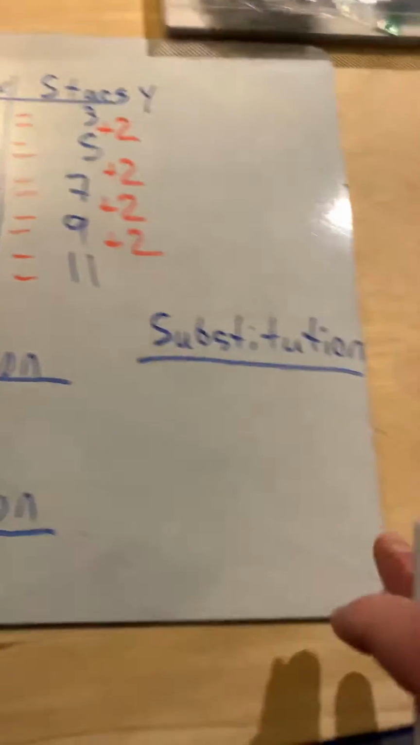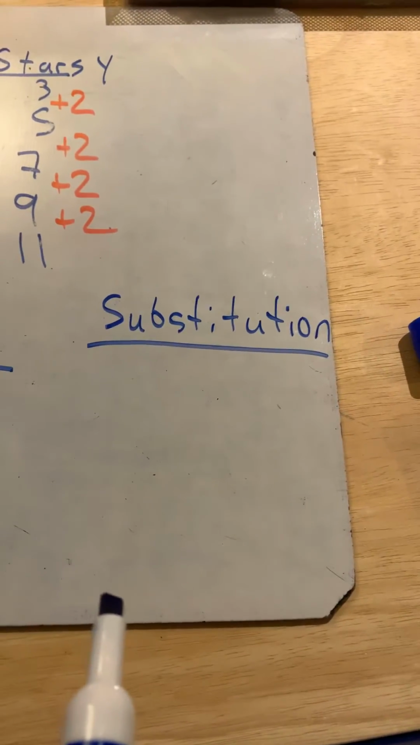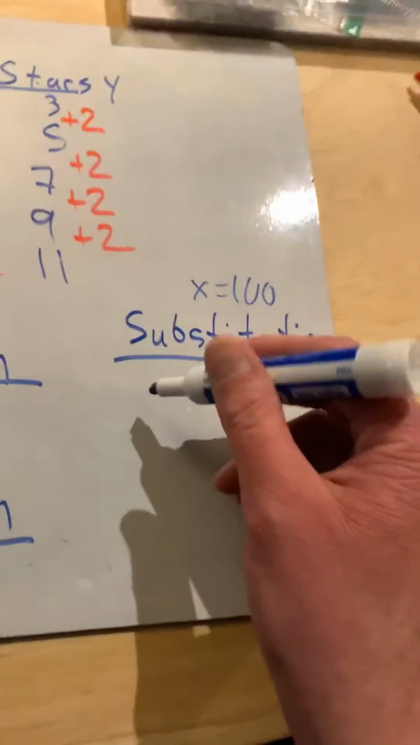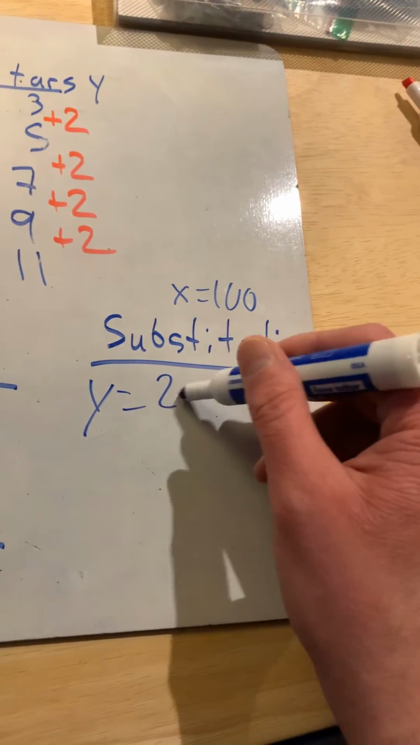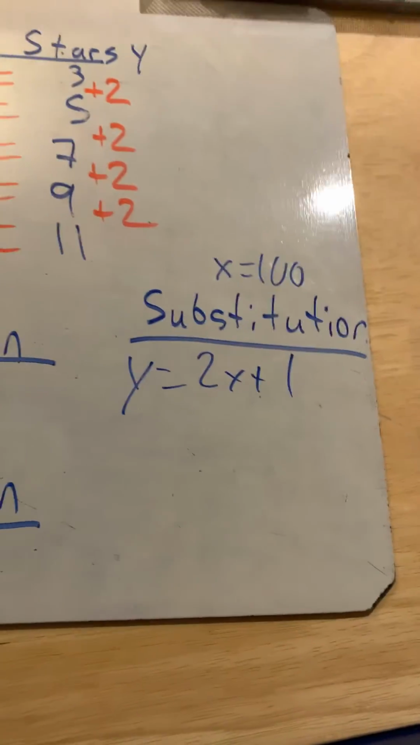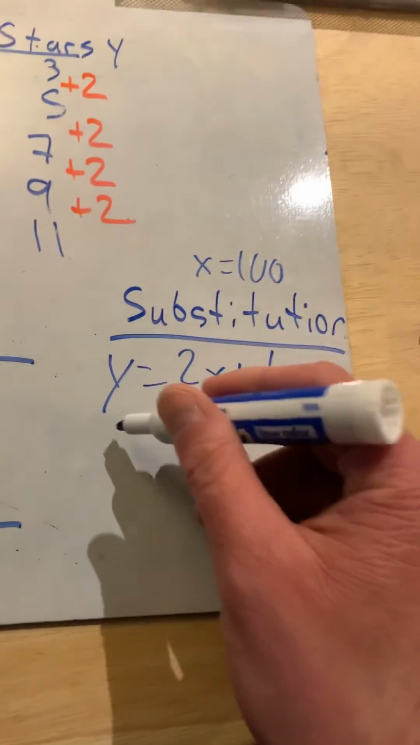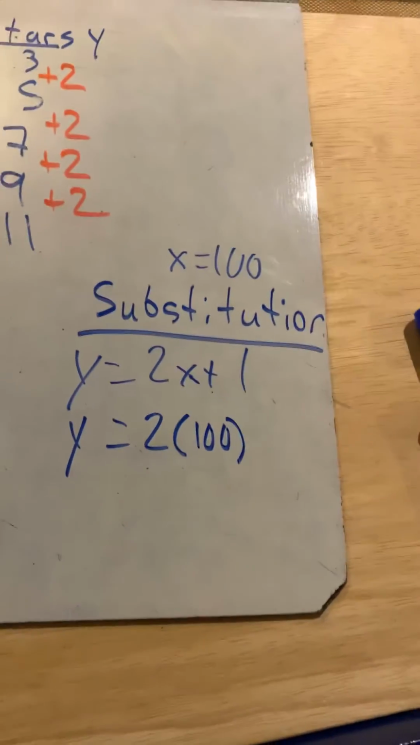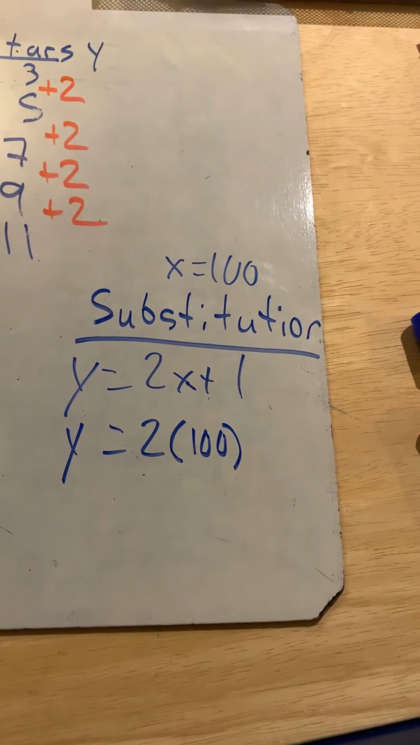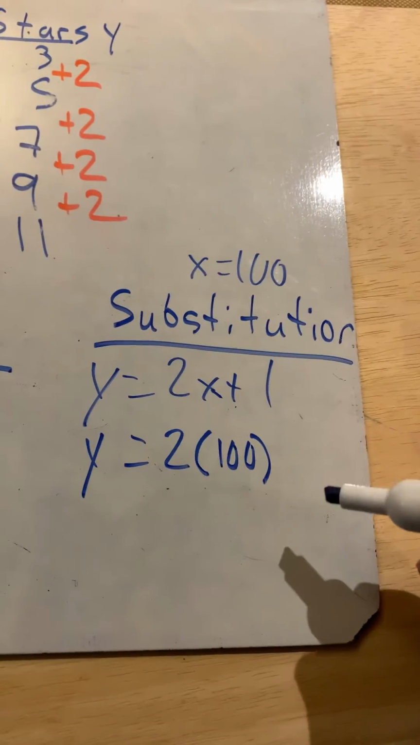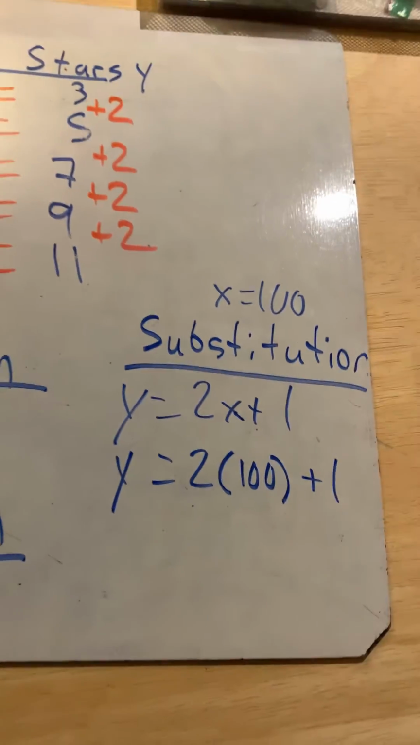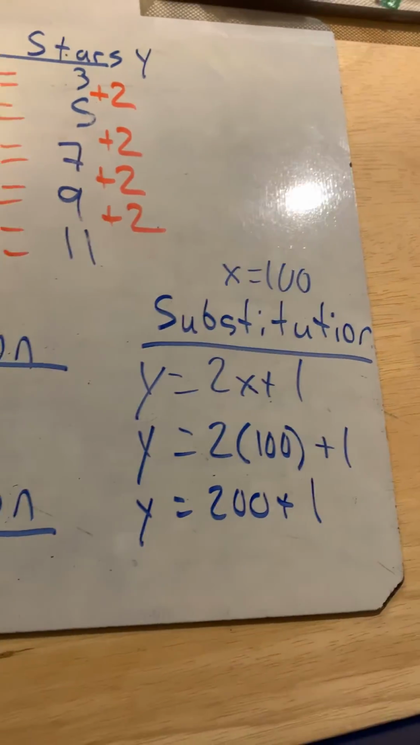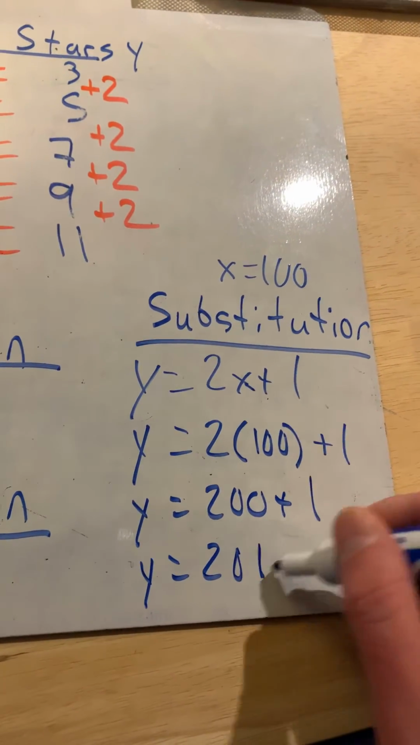The last thing you're asked to do in this assignment is to solve if x is equal to 100, and you're asked to solve by substitution. So you take the equation, y equals 2x plus 1, and you substitute in 100 for x. You work down the page: y equals 2 parentheses 100, and that means 2 times 100. You replace the x with 100, which was the given value you were supposed to substitute in, plus 1. Using order of operations, that's y equals 200 plus 1, and that's y equals 201 stars.